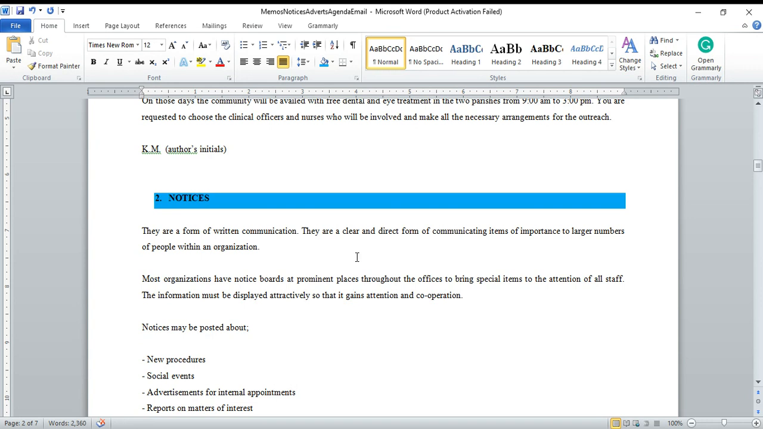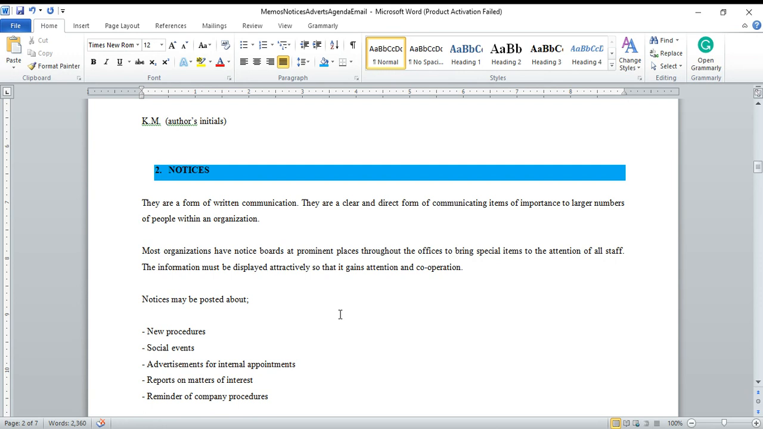They are a form of written communication. They are a clear and direct form of communicating items of importance to larger numbers of people within an organization. Most organizations have notice boards at prominent places. Prominent in this case means a place that can be easily seen and accessed throughout the offices to bring special items to the attention of all staff. The information must be displayed attractively so that it gains attention and cooperation.